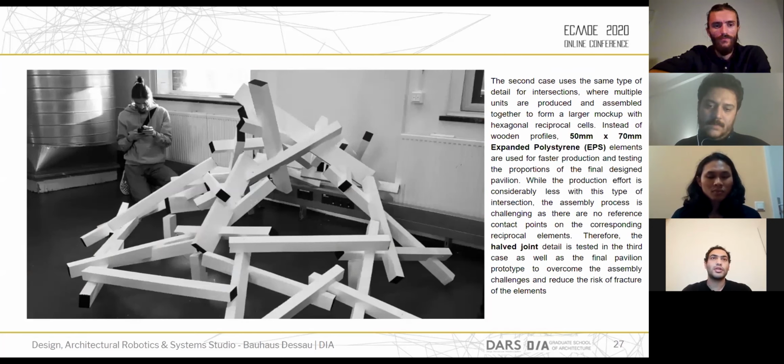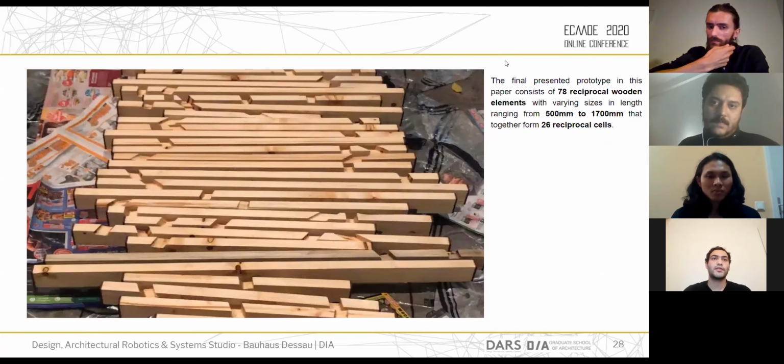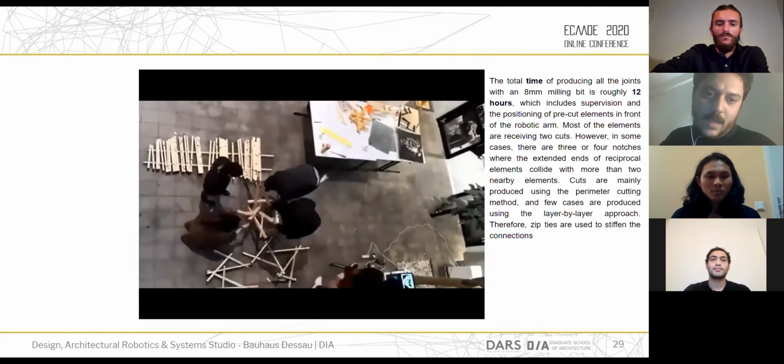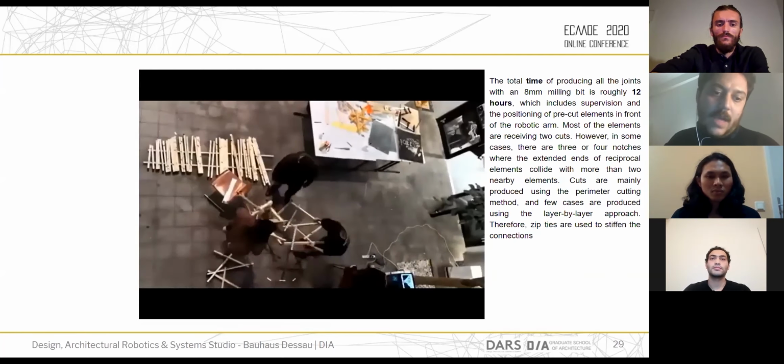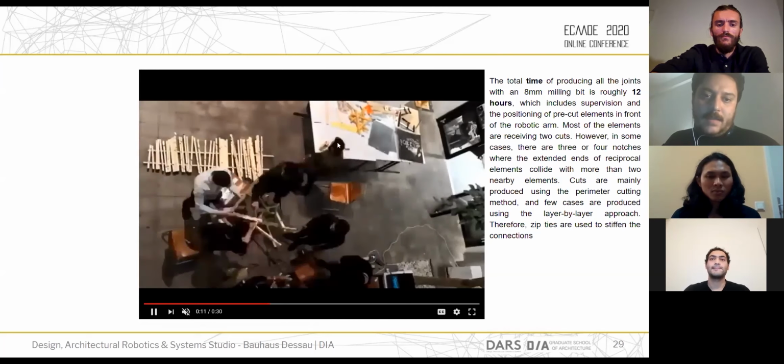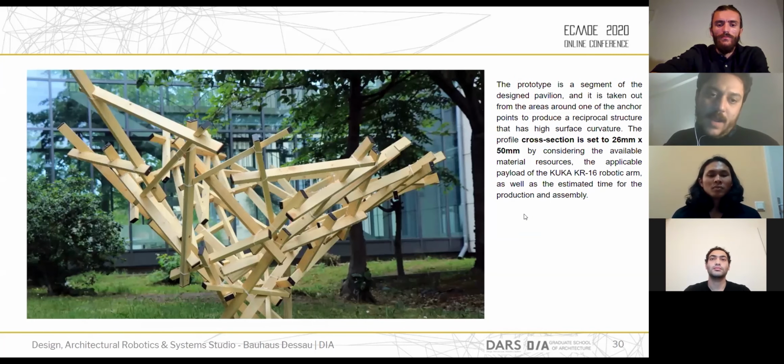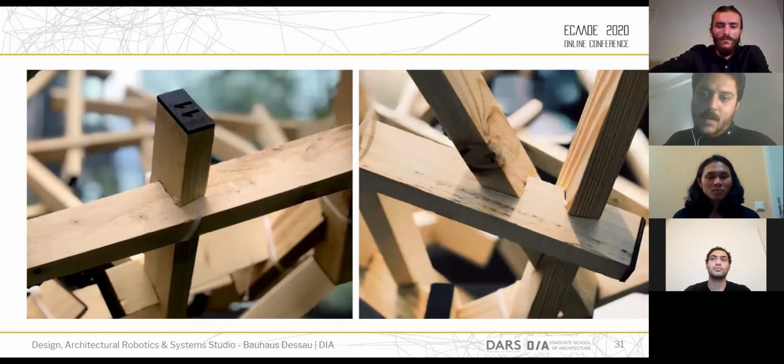And this was the first collaborative workshop we did in TU Delft. We tested the workflow for production and assembly with EPS members of different sizes. And for the final prototype, we produced 78 reciprocal wooden elements of different sizes, ranging from 50 centimeters to 170 centimeters. In this video, you see how the assembly process goes, and we learned that the tessellation method that we established also helps a lot in tagging and assembly sequence. And eventually, after removing the tie wraps, we see the overall structure is stable. Here you see the final prototype, which is a portion of the larger scale pavilion. In this detail, you can see how after removing the zip ties, the overall structure is stable.